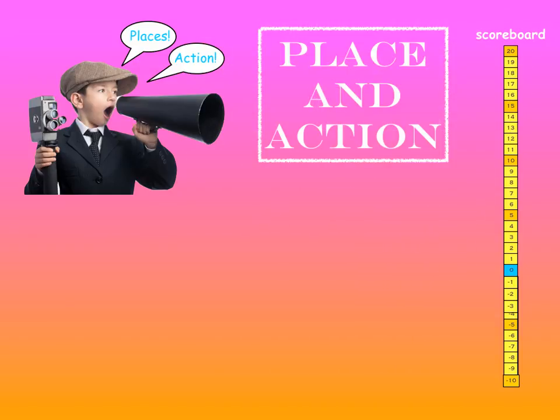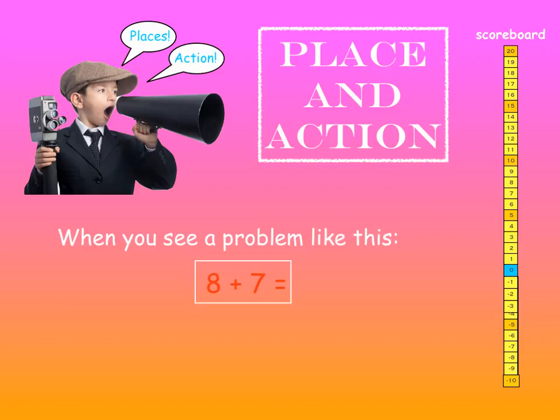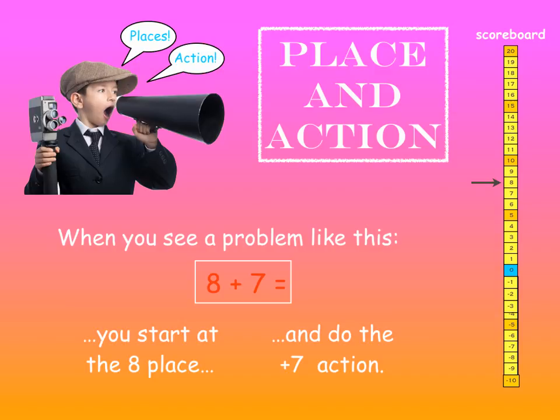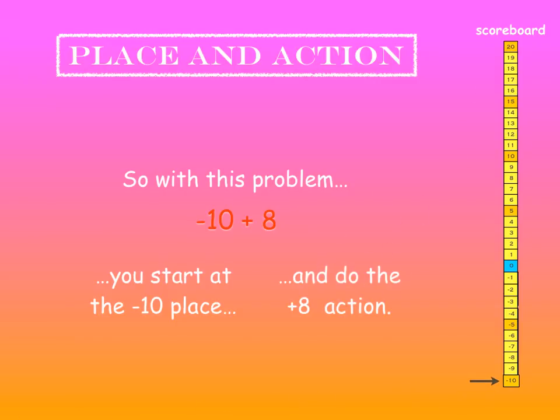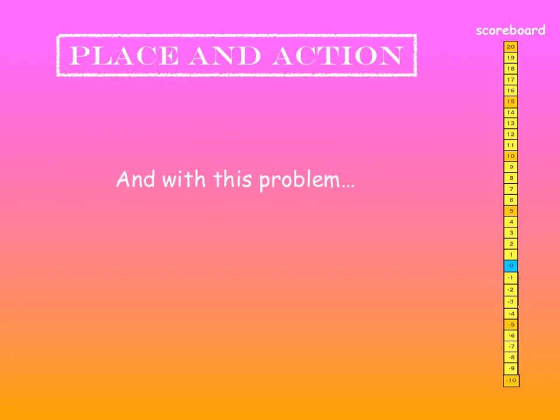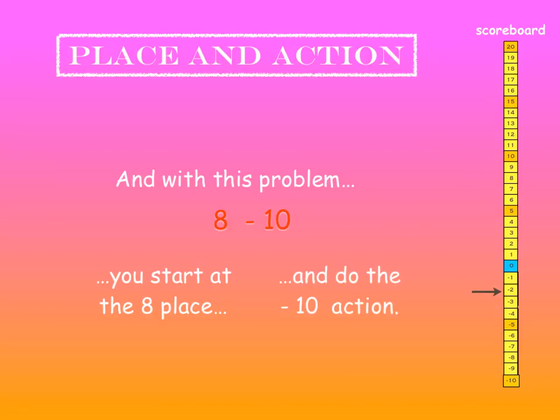Place and action. When you see a problem like this, 8 plus 7, you start on the scoreboard at the 8 place, and then you do the plus 7 action, place and action. You go up 7. You start at the place called 8, and you do the action called adding 7, place and action. Here's another place and action. So with this problem, negative 10 plus 8, you start at the negative 10 place and do the plus 8 action, place, action. And with this problem, 8 minus 10, you start at the 8 place and do the minus 10 action, place, and action.